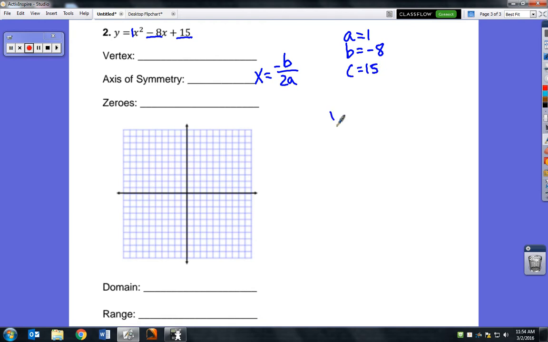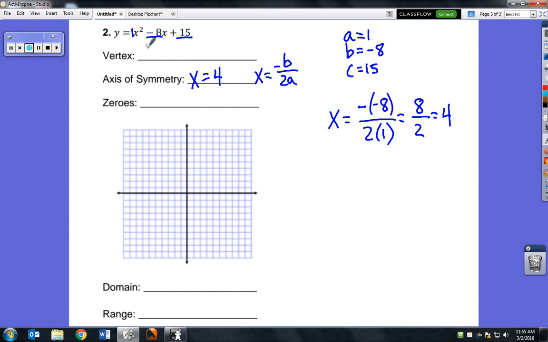So my axis of symmetry is going to be negative b, which is a negative 8, all over 2 times a, which is 1. This is the same thing as 8 over 2. This becomes a positive 8 because a negative 8 becomes a positive 8. So remember that a fraction is the same thing as a division problem. It will be 8 divided by 2, which is the same thing as 4. So my axis of symmetry is x equals 4.